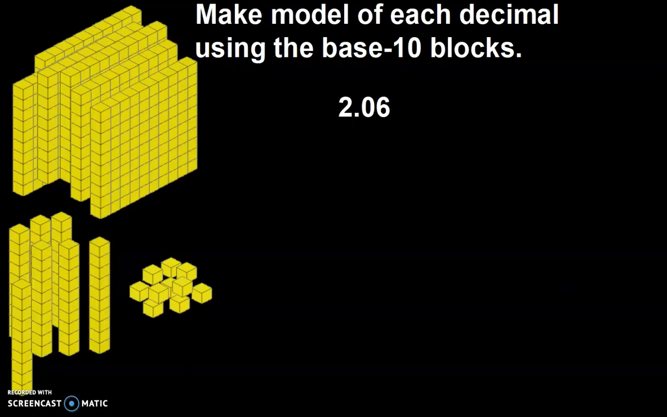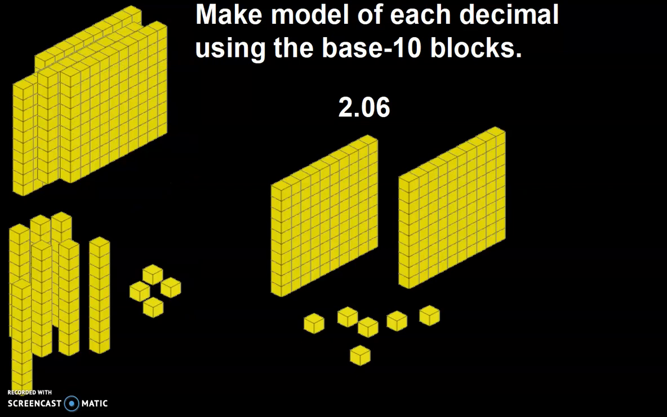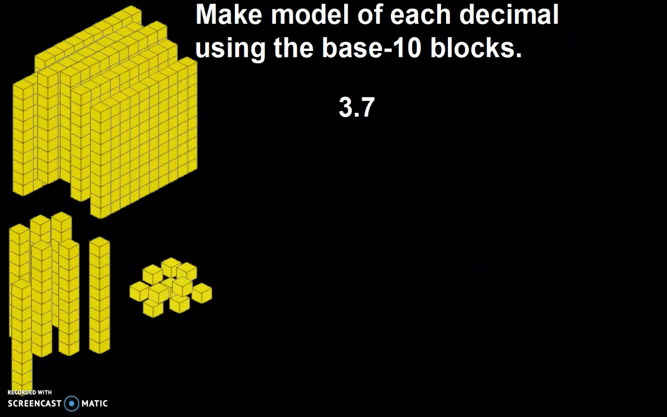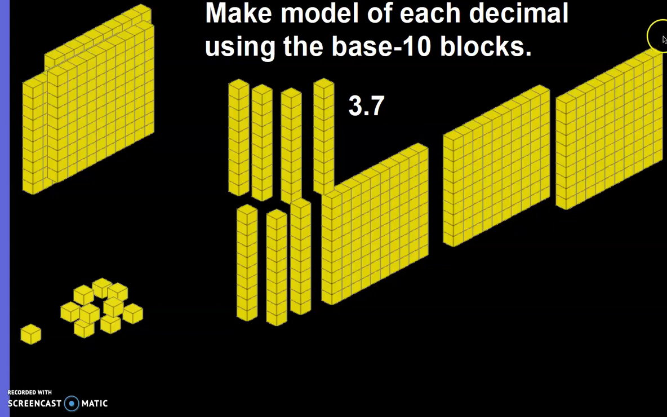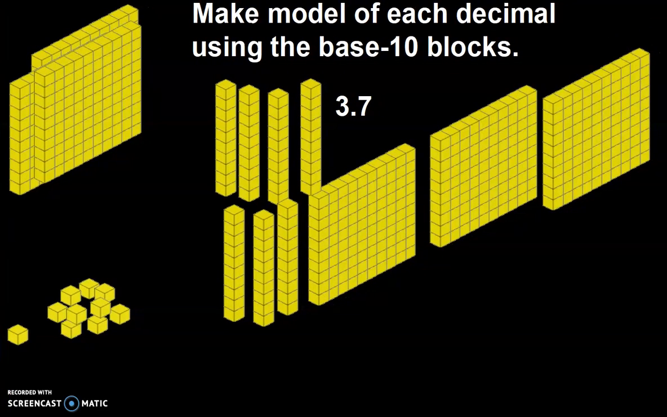Now you try the next one. Did you draw 2 wholes and 6 units? That's 2 and 6/100. Try this one. Did you draw 3 wholes, 3 flats, and 7/10 would be 7 rods?